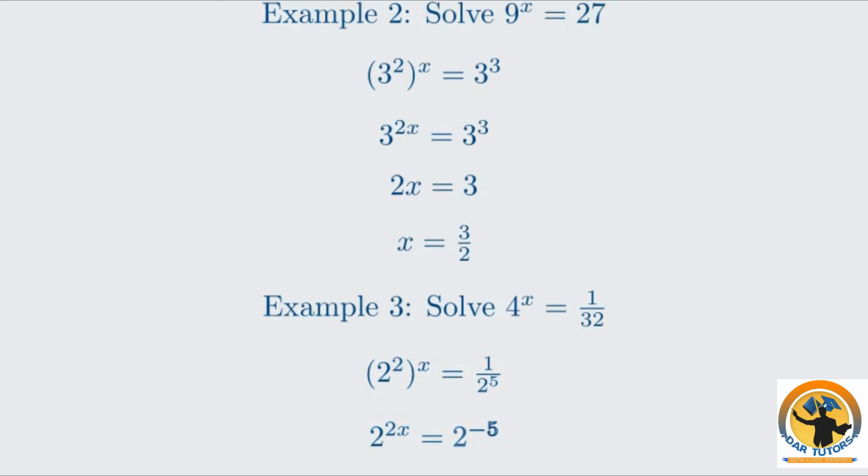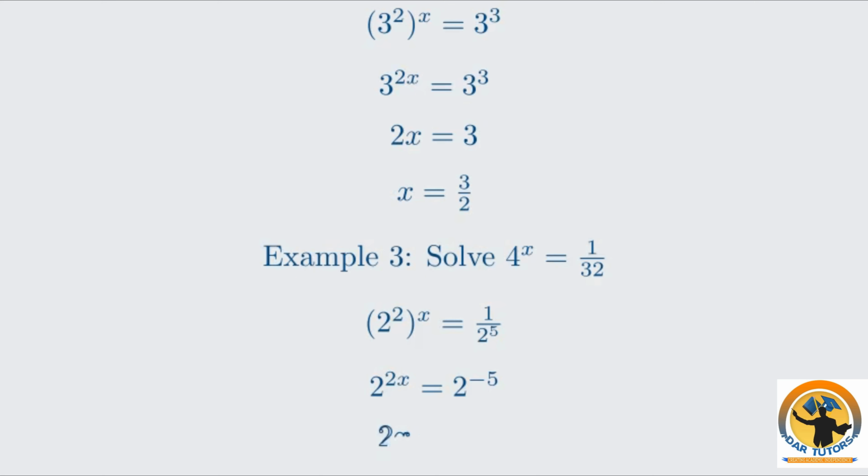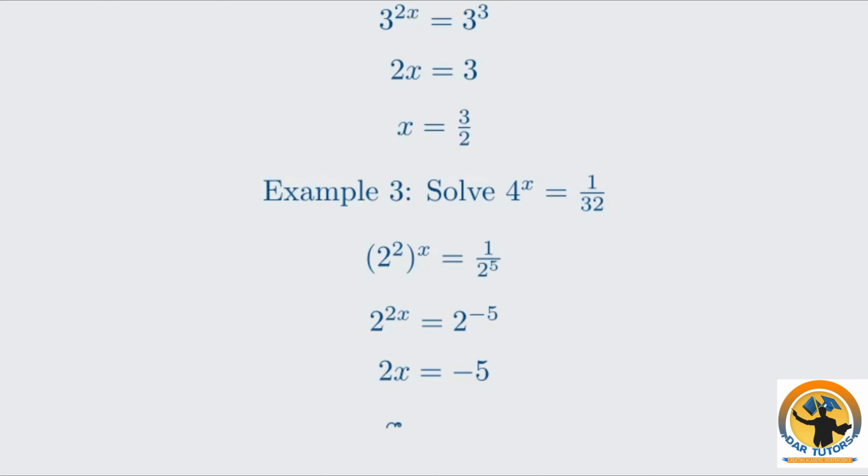The right side, using the negative exponent law, is 2 to the power of negative 5. Now that the bases are the same, we equate the exponents. 2x equals negative 5. Dividing by 2, we get x equals negative 5 halves. This method is very powerful for solving these types of equations.